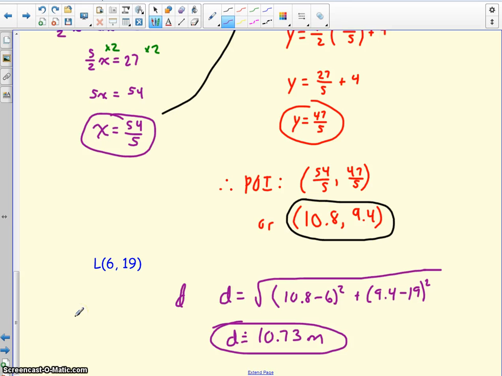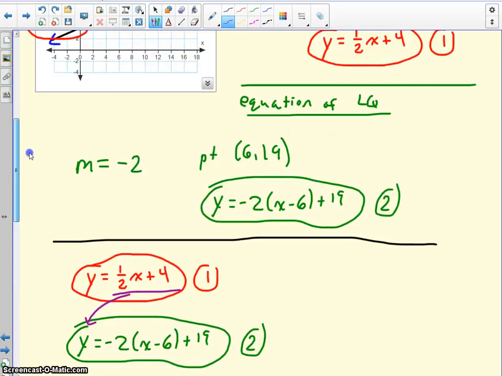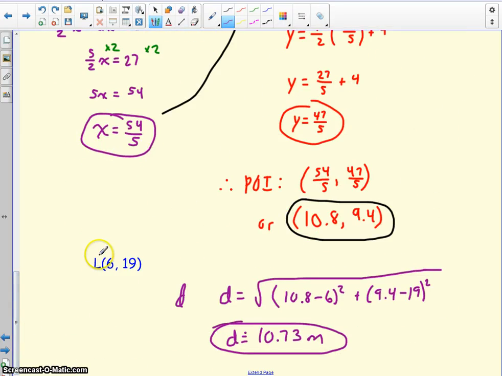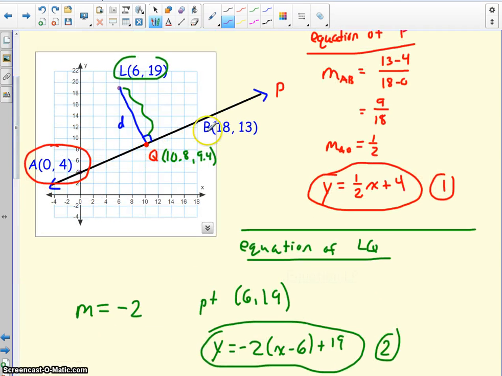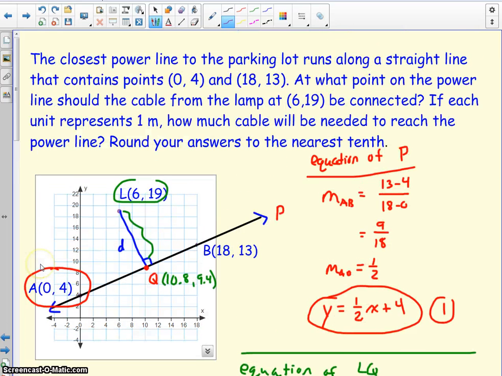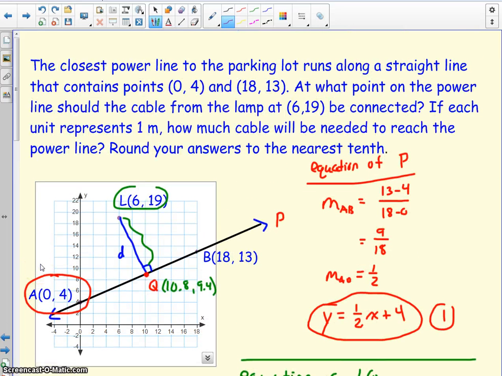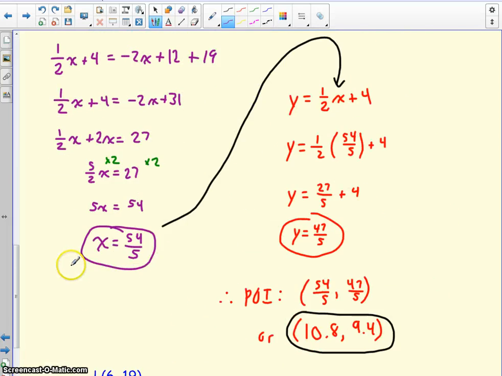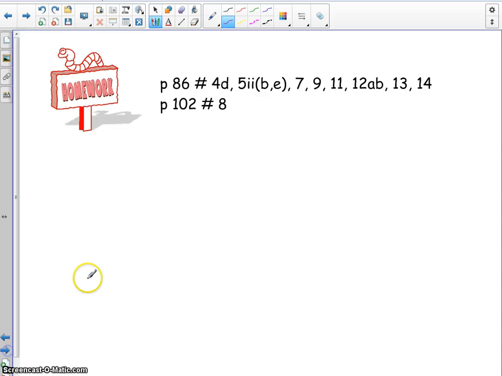Okay, and you should get approximately 10.73 units, but it said up here that each unit represented 1 meter, so this would be approximately 10.73 meters of cable to connect the lamp to the power line here, using the shortest distance possible. So this question brings in a lot. It brings in forming equations of lines, finding points of intersection, and finally using distance formulas. There's a lot that goes into this. They make really, really good application questions, and it's a good way to use distance formula as well and bring everything together.